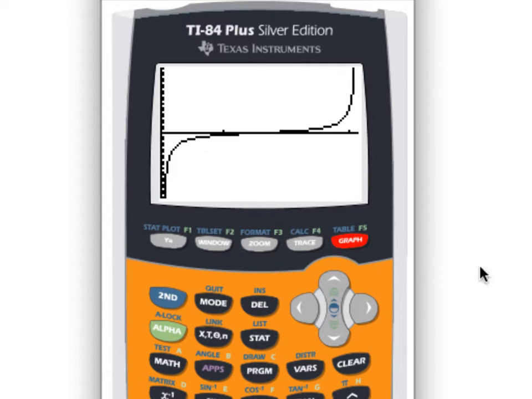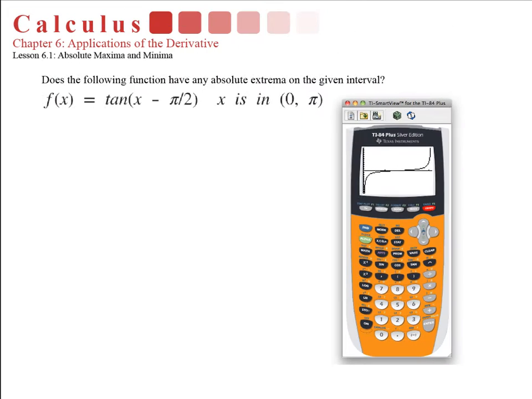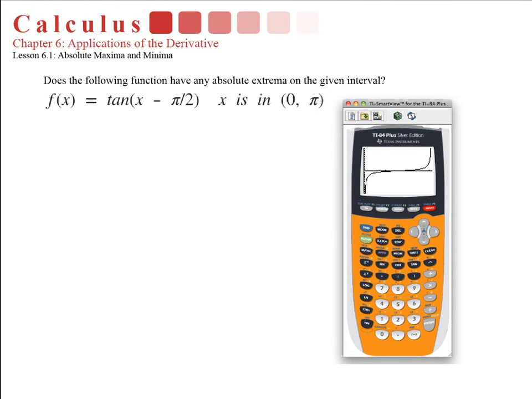I'm going to hit graph, and so now I look at the following function. And I notice that there does not seem to be any absolute maxima or minima on the interval. As a matter of fact, it looks like from 0 to pi that those are two vertical asymptotes. And so the answer to this question is no. This function does not have any absolute extrema on the given interval from 0 to pi.